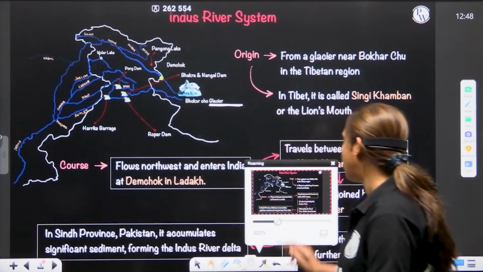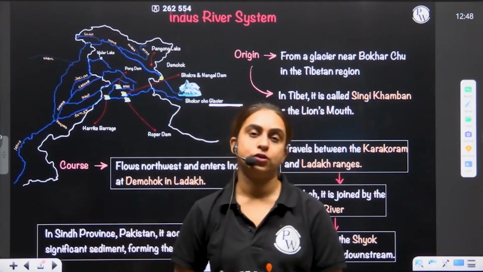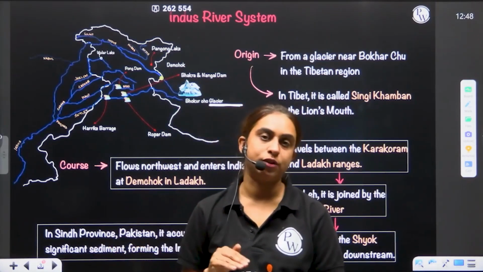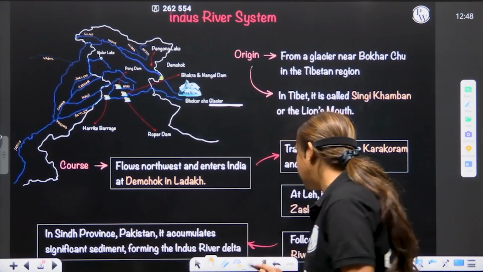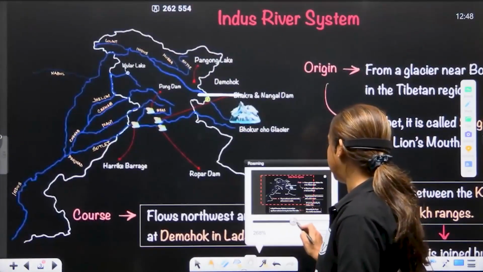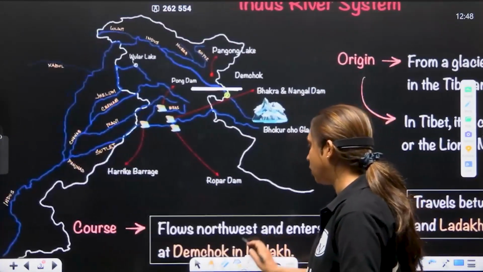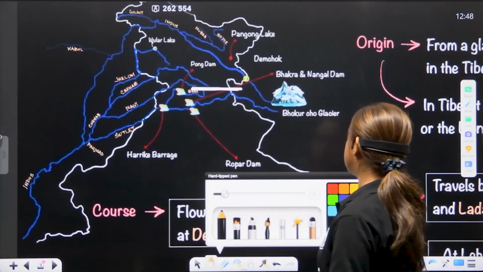So if I talk about Indus River System, it is Indus and its tributaries. So Indus has its right bank tributaries, left bank tributaries, and this is important for the examination. So let's focus here. Let me highlight the screen a little bit for you so that you can see it in a very clear manner. So this is how the Indus River looks like here. This is the Indus River.